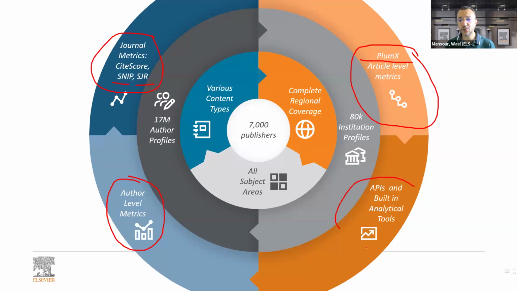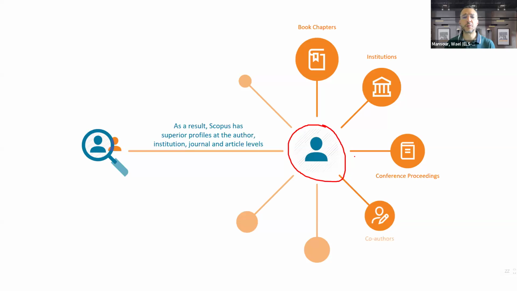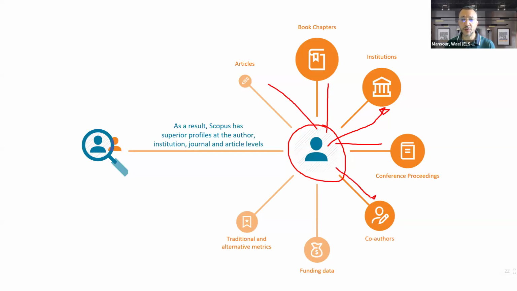Also, Scopus has APIs which allow you to extract the data from Scopus to another system, like a research management system. So in Scopus, as a researcher, your profile will be linked to the different publications, like book chapters, articles, and conference papers. At the same time, your record is connected with your current institution and previous institutions. You can see the full academic history of the researcher. And you will also be connected with your co-authors, funding data, and the metrics, as we mentioned earlier.